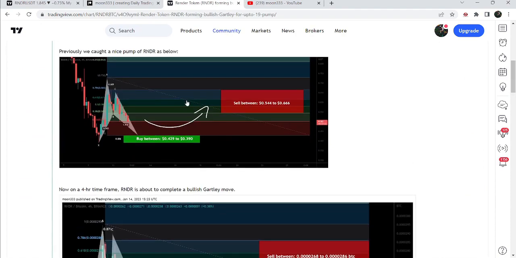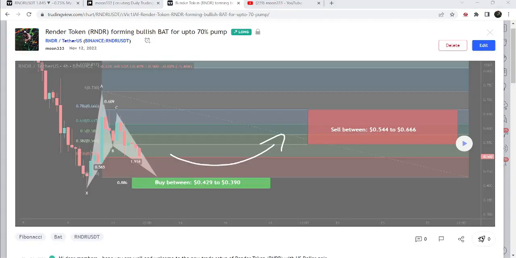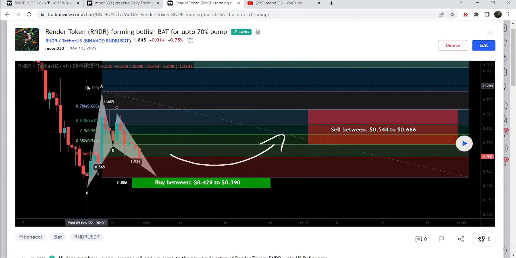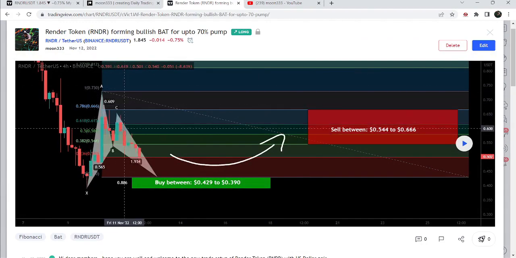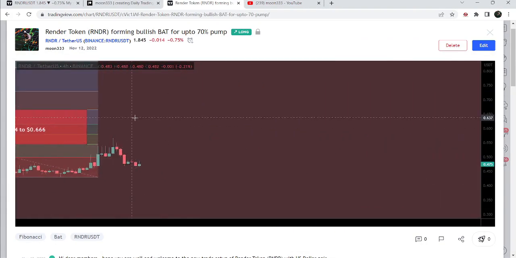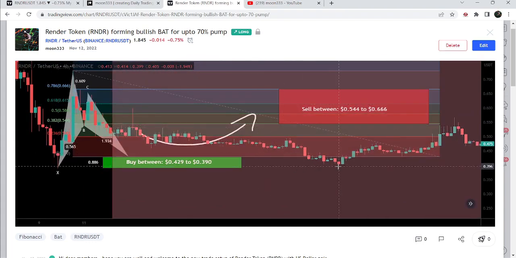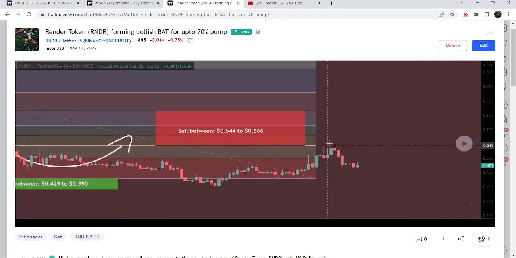And before that, I shared this expected harmonic bullish reversal bat move. And I shared this idea in the month of November 2022 on a 4-hour time frame chart. You can see it was completing the final leg with US dollar pair. And after playing this chart, you can see that the price line dropped more down and completed the leg here. And we had a nice price reversal. And this was, by the way, more than 40% pump on this 4-hour time frame chart.